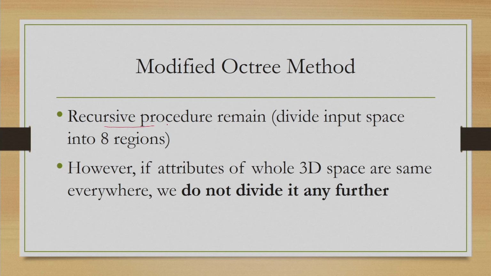The recursion procedure, of course, will remain the same, but at each step of the recursion we will check if the attributes of a space are the same everywhere. If that is the case, then we do not divide it any further. So, we do not go for recursive division again for that particular region.